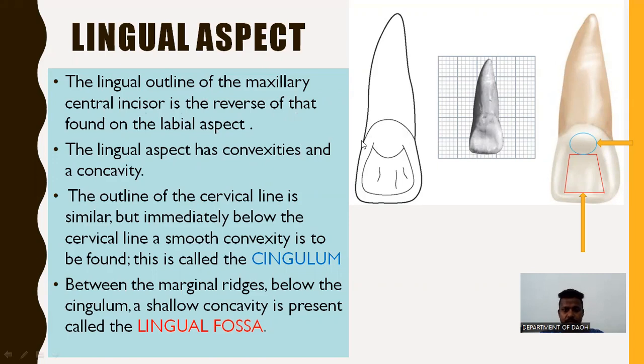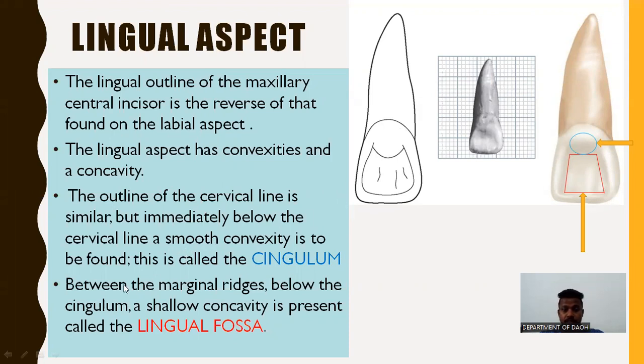The cervical line is similar, but immediately below the cervical line, a smooth convexity is to be found. It's called the cingulum. So it's very important for your MCQ. The convexity seen below the cervical line is called the cingulum.